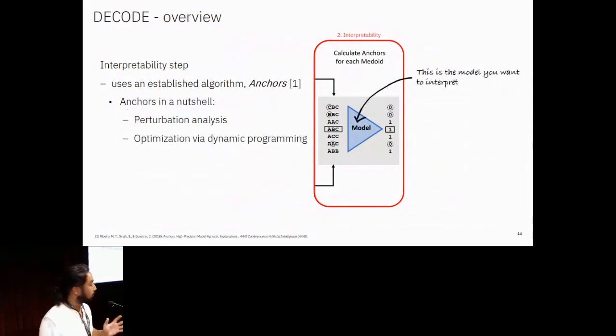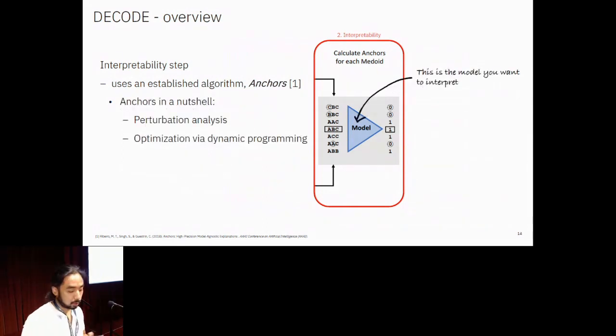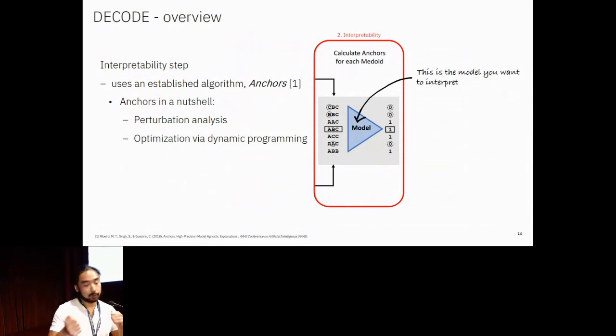So, a very quick look at how anchors works. It's basically just a perturbation analysis. So the algorithm is just going to change the amino acid of your sample, your prototype, one by one, and increasingly with groups of amino acids, right? And it's going to do this using some dynamic programming algorithm to make the optimization a little bit faster.